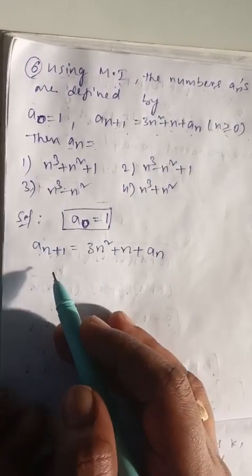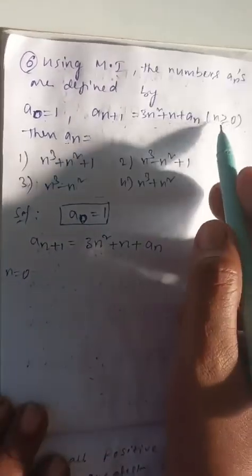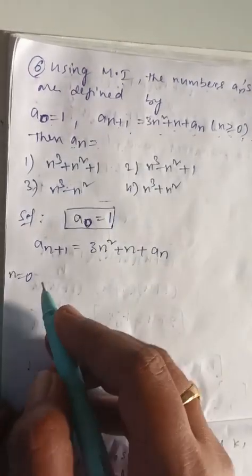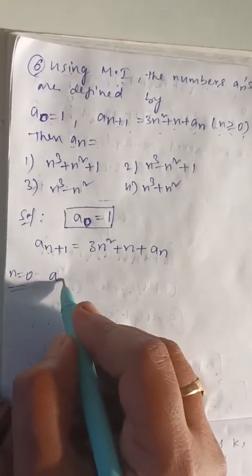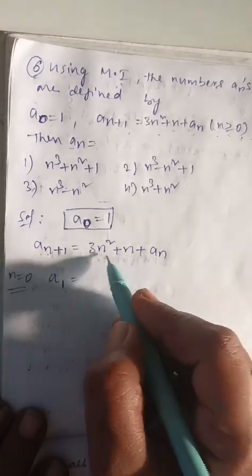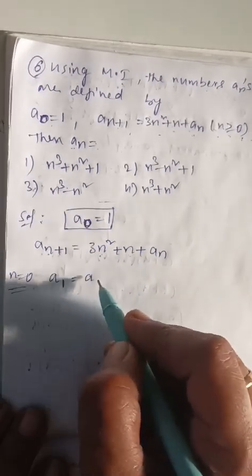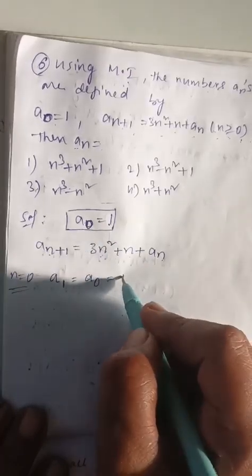So in the place of n, substitute n equal to 0, because here n is greater than or equal to 0. We can start with 0. So put n equal to 0. Then a_(0+1) is a_1. In the place of n, if you take 0, then these two terms are zeros, plus it is a_0. But a_0 is given 1.